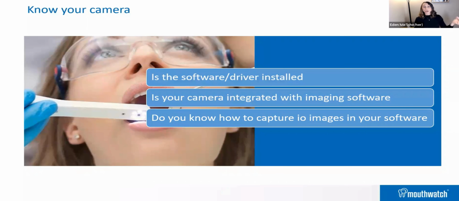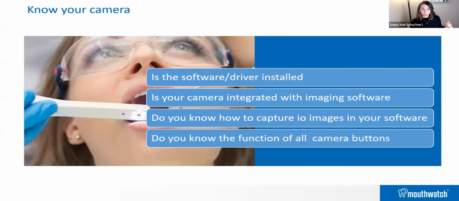Do you know how to access the intraoral camera through your imaging software? In Dexis, you have to click the little intraoral camera button and go in. Each software is different, so you need to make sure that you know how to do that ahead of time. And make sure you know what all of your buttons do. You don't want to think you're capturing an image and turn off your camera.